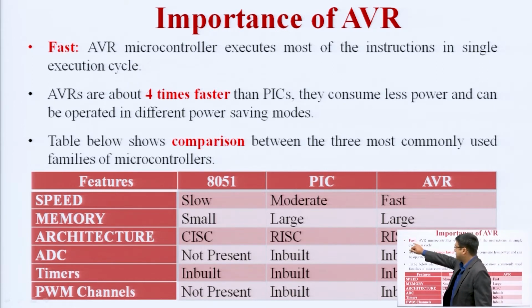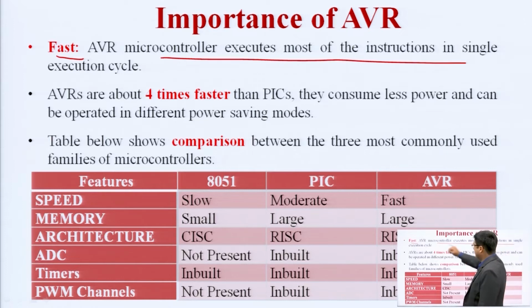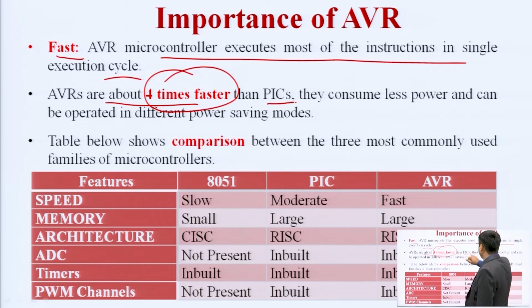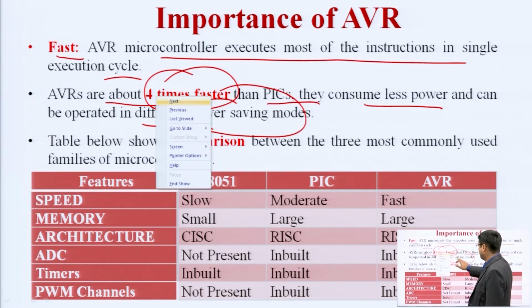First, it is fast compared to other available microcontrollers. If you look at other microcontrollers like the 8051 or the PIC microcontroller, the execution speed of AVR is higher. The AVR microcontroller executes most of the instructions in a single execution cycle. In a single clock, it can execute the maximum number of instructions. So AVR is about 4 times faster compared to other microcontrollers like PIC. They also consume less power and can be operated in different power saving modes. One of the important features of AVR is its different power saving modes. Okay, we will see that in our further slides.